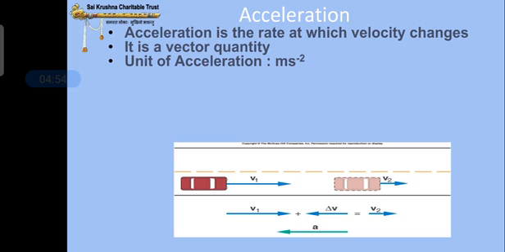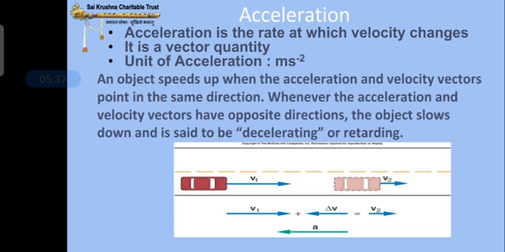Now let us study acceleration. What do you mean by acceleration? Acceleration is the rate at which velocity changes. It is a vector quantity because velocity is also a vector quantity. Rate means with respect to time. So, since velocity is a vector quantity, acceleration is also a vector quantity. And the unit of acceleration is meter per second square. Please remember this. What is the unit of velocity? It is meter per second. With respect to rate means again one more second. Therefore, it is m/s^2, that is, m s^-2.